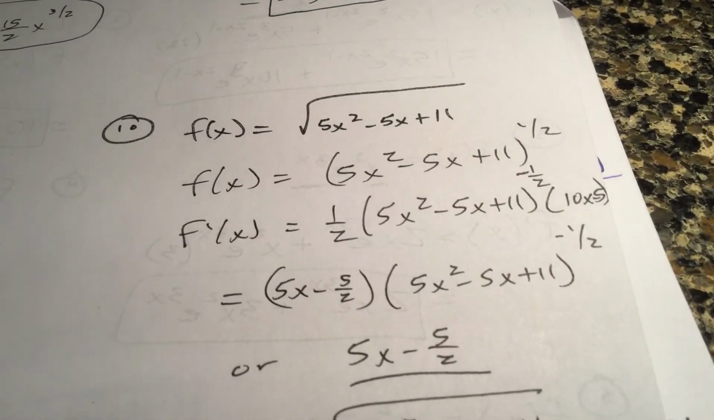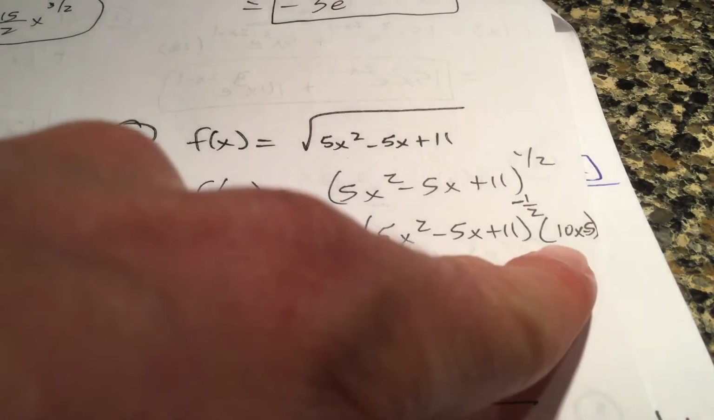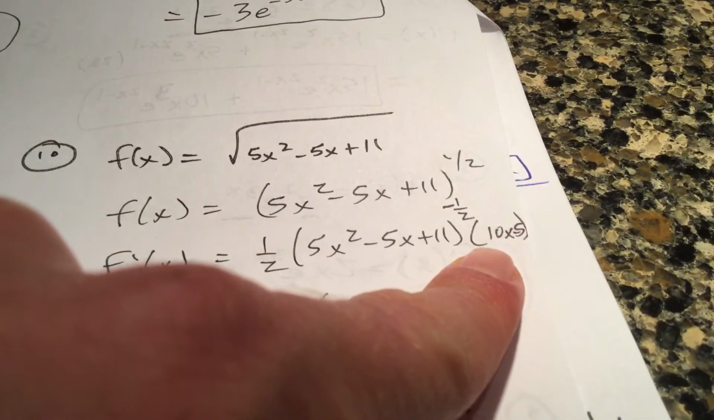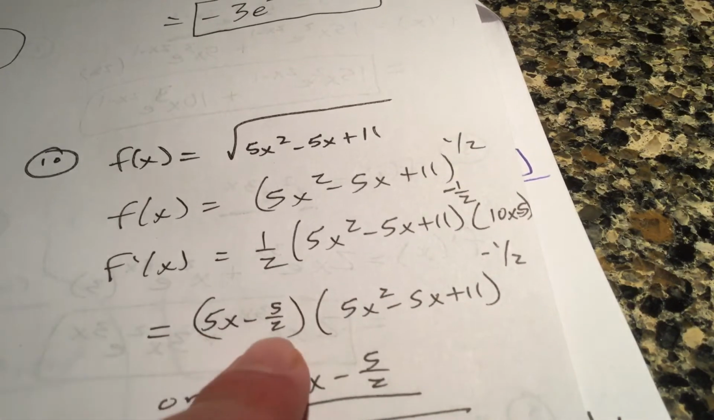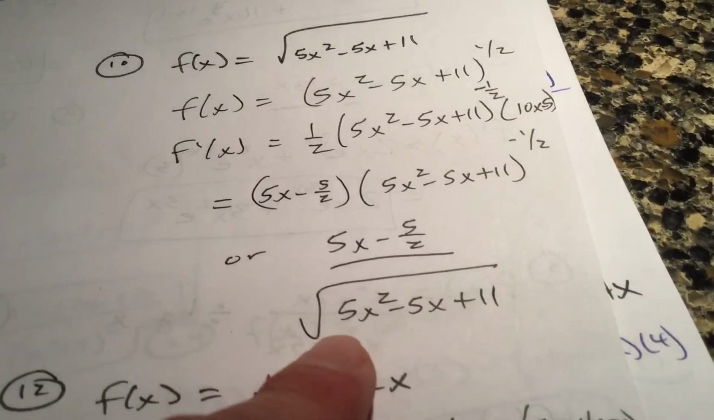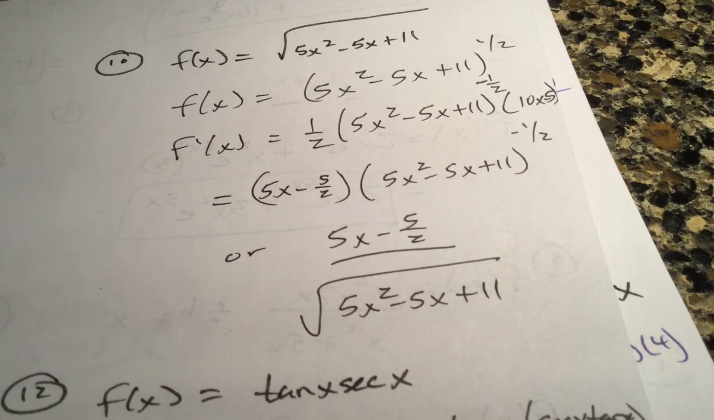Just call this the 1/2 power. Bring down the power, 1 power less. Then take the derivative of that u, which is 10x minus 5. I took 1/2 of that to get 5x minus 5 over 2. And I really wrote the square root in the denominator since it's to the negative 1/2 there.